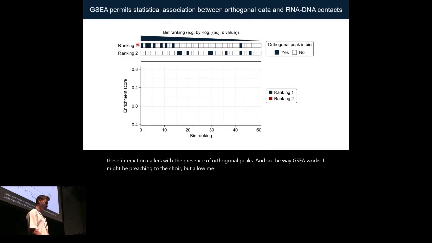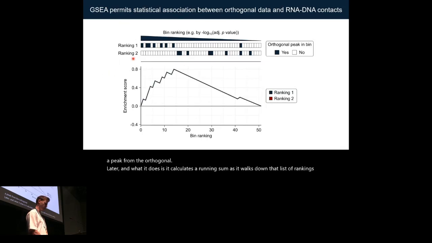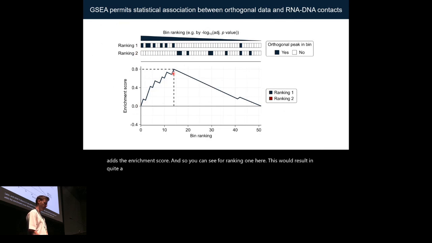So what we do is we rank every bin in the genome by our RNA-DNA interaction statistic. We then look at how often those bins contain a peak from the orthogonal data. And what it does is it calculates a running sum as it walks down that list of rankings and adds the enrichment score. And so you can see for ranking 1 here, this would result in quite a nice enrichment score for that because the peak bins are located towards the top of the ranking set. For ranking 2, you can see these are kind of more randomly distributed throughout the list, and this would produce then a lower enrichment score relative to ranking 1.